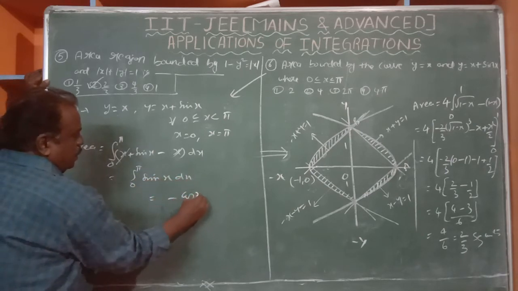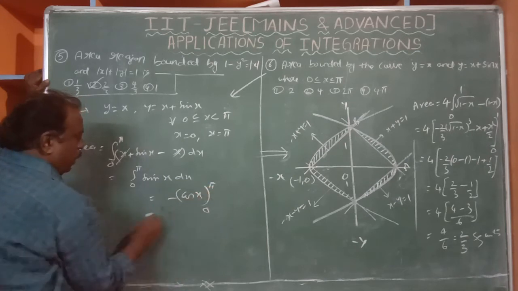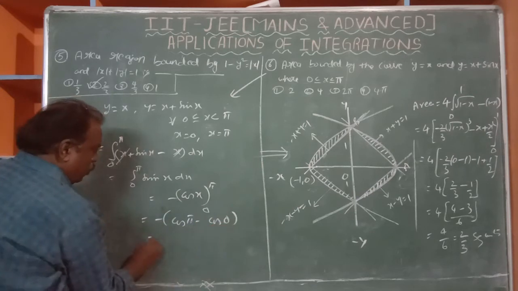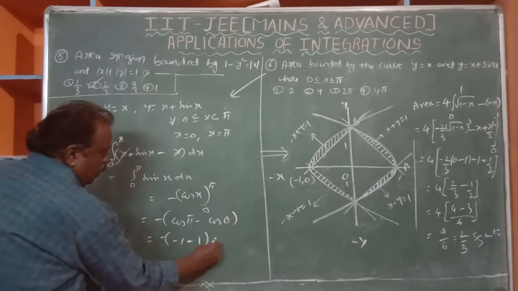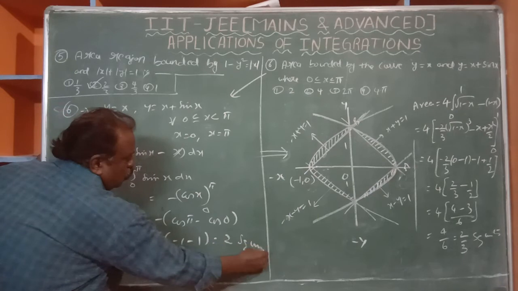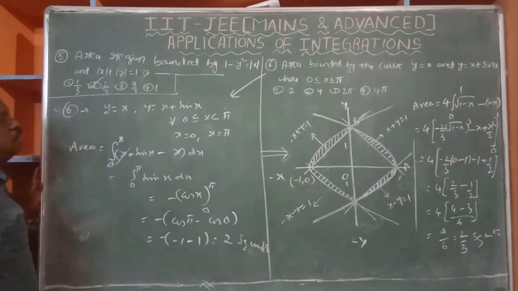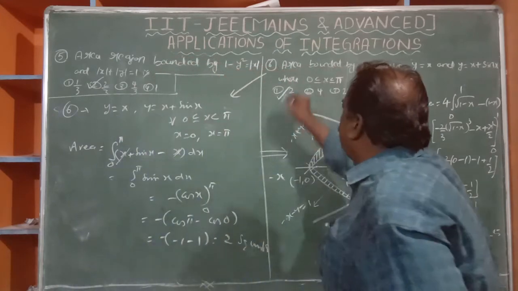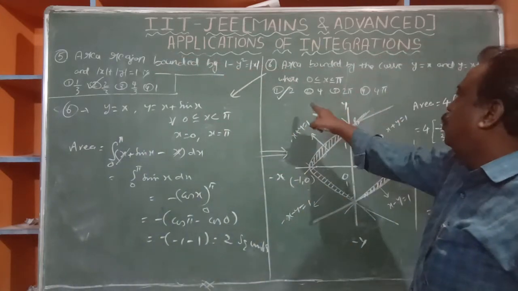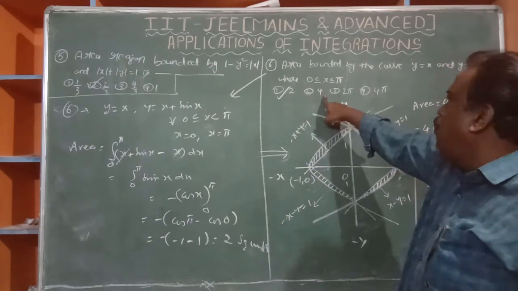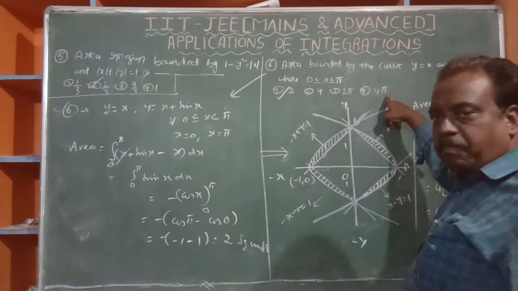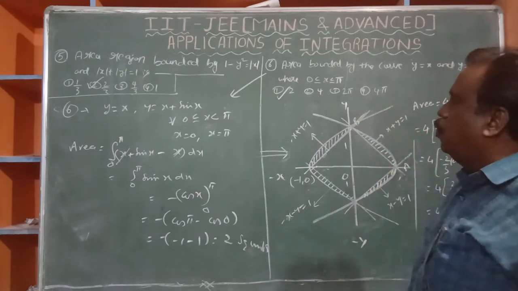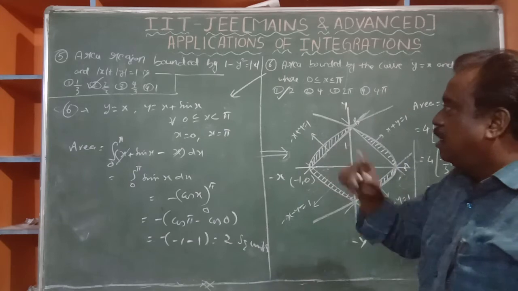It is minus cos x with the limits 0 to pi: minus cos pi minus, minus cos 0. Minus of minus 1 minus 1, it is 2 square units. So its answer is 2 square units. Like this.